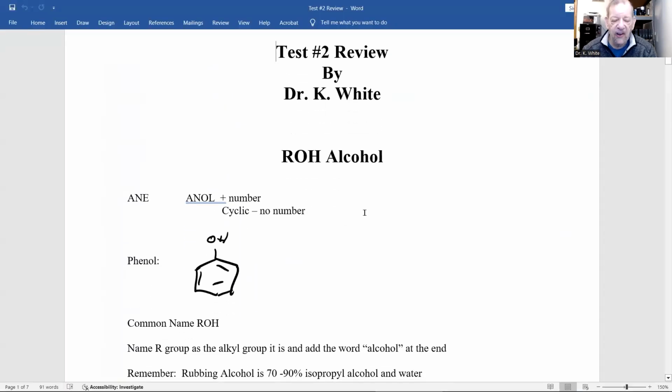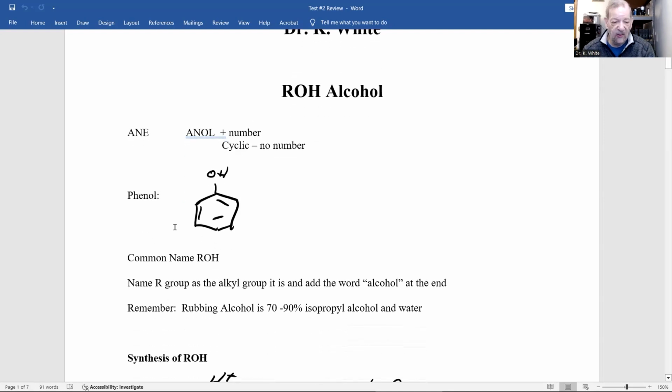All right, test number 2, the first part I'll go through is an alcohol. An alcohol is an OH group, hydroxyl group on an R group. How do you name it? You find the longest chain with the carbon with the OH group on it. Name it as an alkane. Drop the E, add OL, and if it's acyclic, you need a number. If it's cyclic in a ring, no number, because in my class, that will always be carbon number 1 with the hydroxyl group.